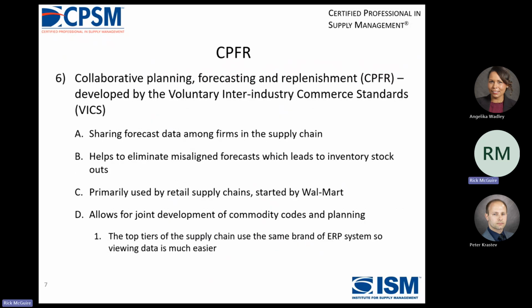Then there's CPFR. We've covered this a number of times. Sharing forecast data up and down the supply chain. Everybody's using the same ERP software, so SAP, and you can see their inventory and planned production all up and down the supply chain. Walmart loves this, which really helps them because they start throwing sales on and they start running out of inventory. The supply chain can see the sales coming up. As for joint development, commodity codes, everybody's got to use the same commodity codes, etc.